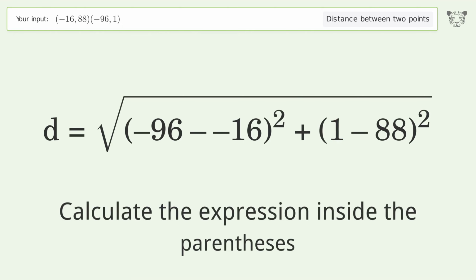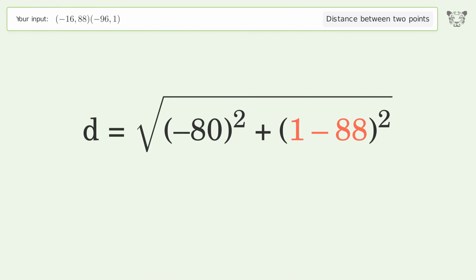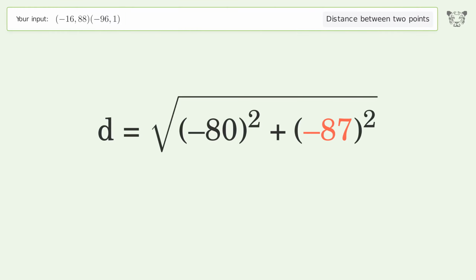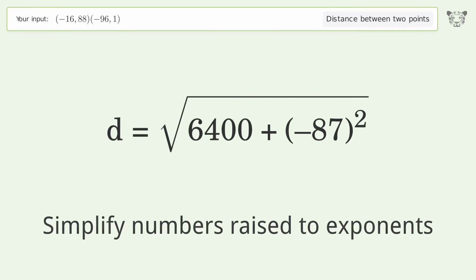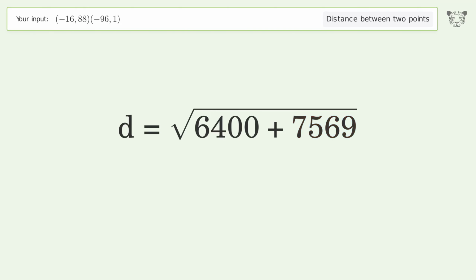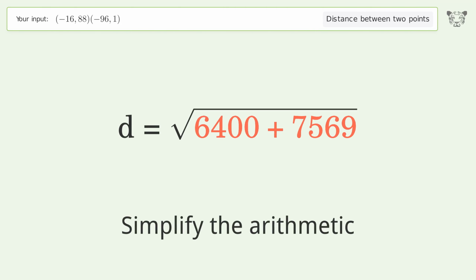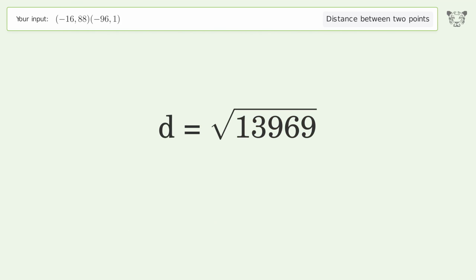Calculate the expression inside the parentheses. Simplify numbers raised to exponents. Simplify the arithmetic. And so the distance between the 2 points is the square root of 13,969, or 118.191.